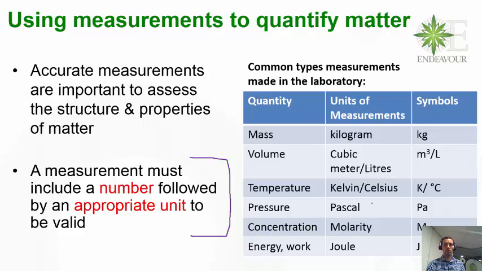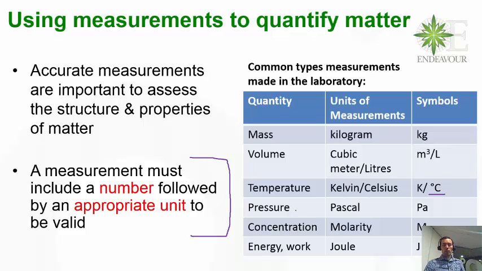So here are some of the common units that we'll be using in this course. Mass is a big one. Quite often it's in grams or something even smaller rather than kilograms. But anyway, you can measure volume. Temperature is often in degrees Celsius in this course. There's also a measurement of Kelvin, which you might have heard of.